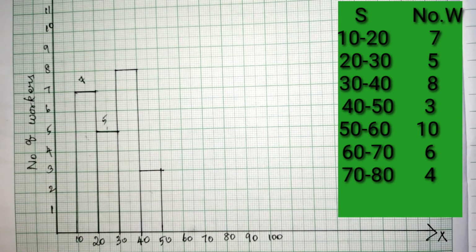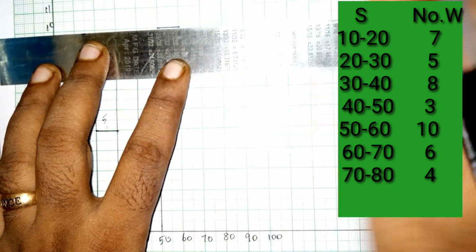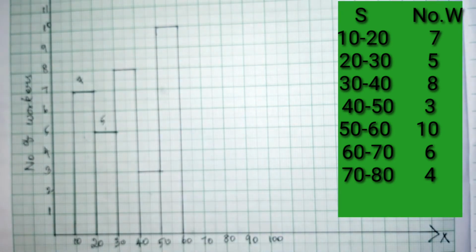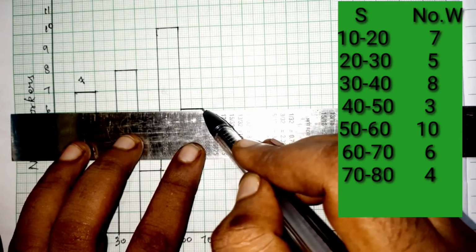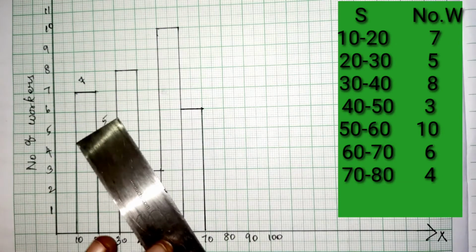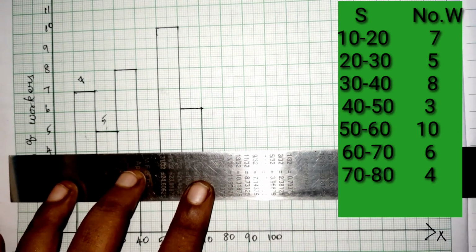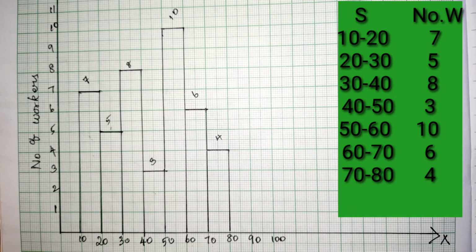And for 50 to 60, the number of workers is 10. 10 is some point here. And for 60 to 70, the number of workers is 6. 6 is some point here. And for 70 to 80, the number of workers is 4. 4 is some point here. 7 workers received the salary in between 10 to 20. 6 workers received the salary in between 60 to 70. This is the histogram for the given data.